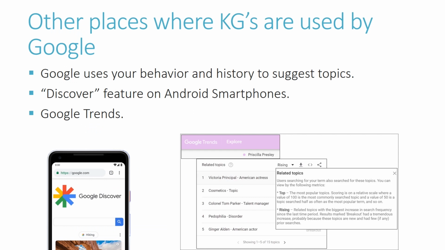Let's see where else we use the Google Knowledge Graph. Google uses information about your behavior to understand what topics are important to you and can surface related topics based on user history. For Android smartphone users, the most prevalent use of the Knowledge Graph is in fact in the Discover feature on their home screen each day. We can see the relevant topics in Google Trends.